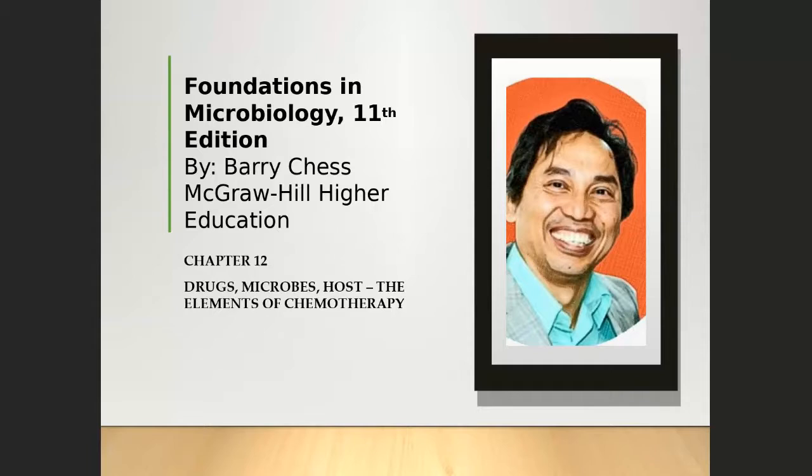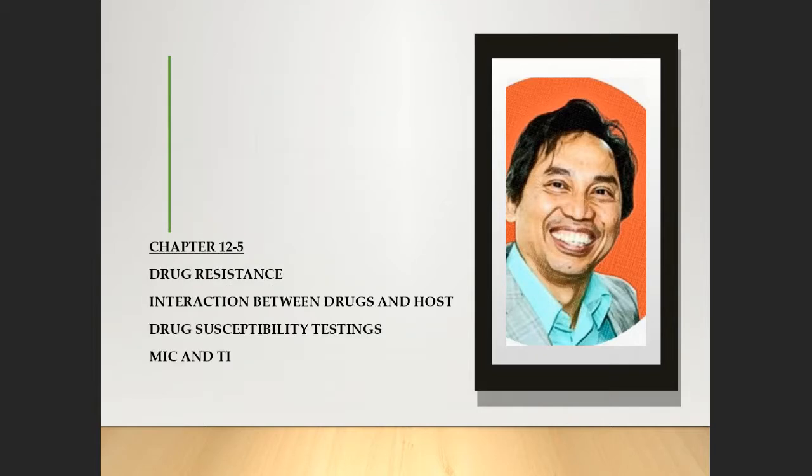So today we will continue chapter 12. This is going to be the last lecture, which is lecture number 5. We will talk about the drug resistant bacteria. We're going to talk about the tests for effectiveness of the drugs, and also we will discuss a little bit about MIC, minimum inhibition concentrations, and TI, therapeutic index of drugs.